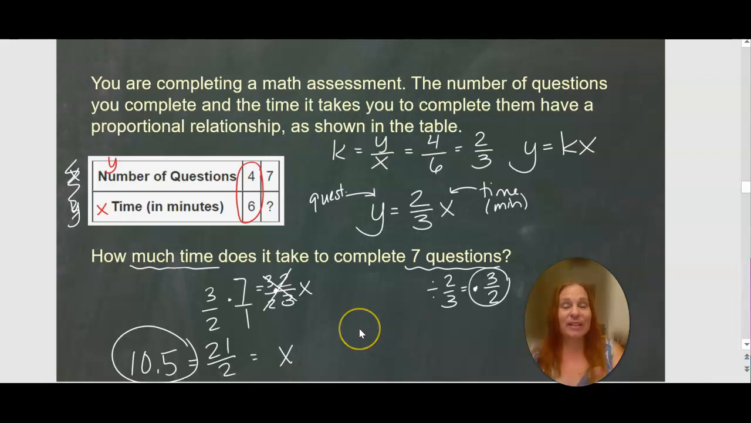All right, so in this lesson, you're basically finding that constant of proportionality or a unit rate, whatever you want to call it, using that to write your equation, and then using the equation to plug one of them in and solve for the other.